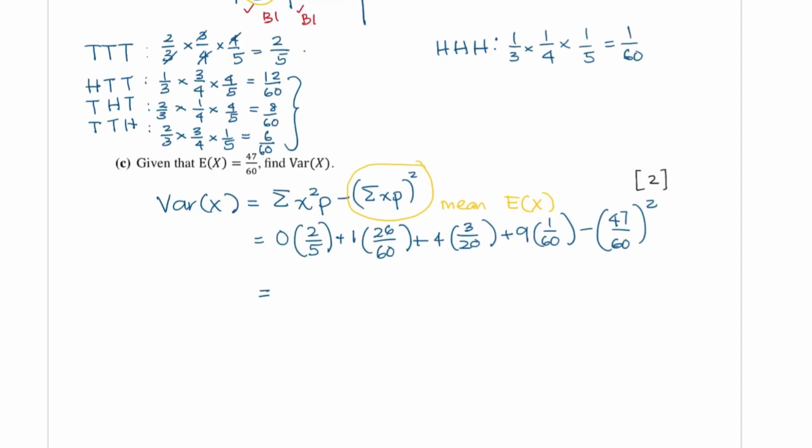The next part is just computation. Computing these values, you should be getting 2051 over 3600. And how do you get marks on this question?